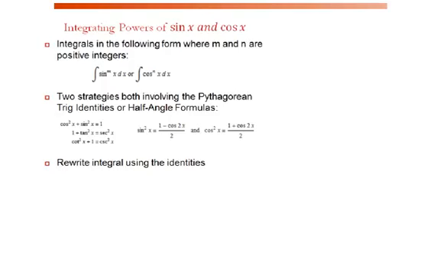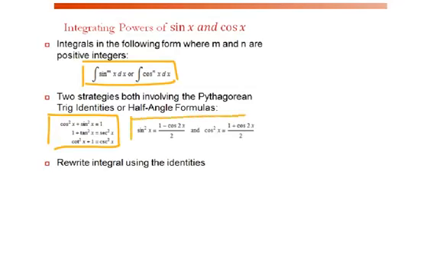The first thing I want to talk about is integrating powers of sine x and cosine x. When you have an integral in this general form, there are basically two ways that we're going to approach it. We're going to rely on the Pythagorean identities and also the half angle formulas to rewrite the integrals.